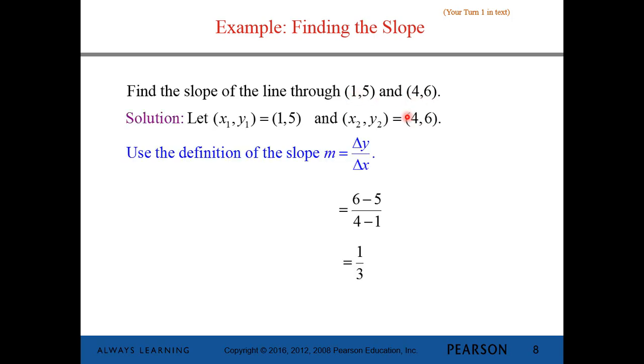Okay, so this is what they do. So again, we use our definition of slope, change in y over change in x. Make sure you have that memorized. Okay, rise over run. So 6 minus 5, and then 4 minus 1. And then, of course, you get 1/3. Now, if you switch these and do 5 minus 6 and 1 minus 4, you'll get the exact same answer.